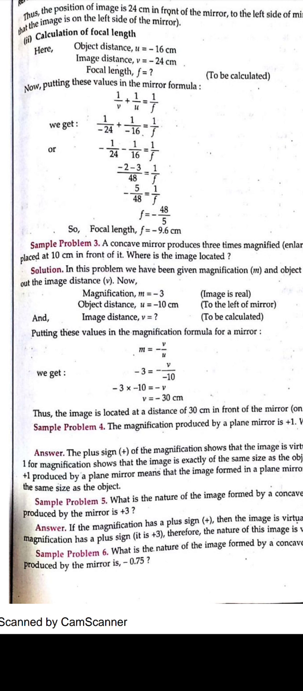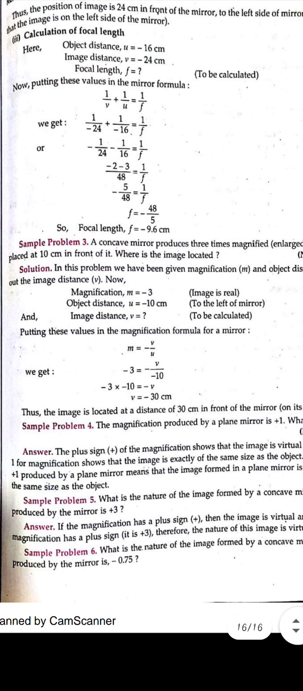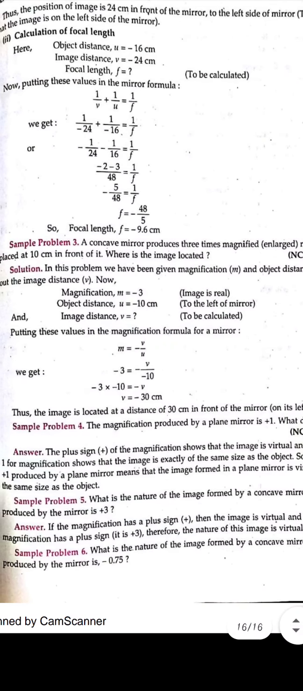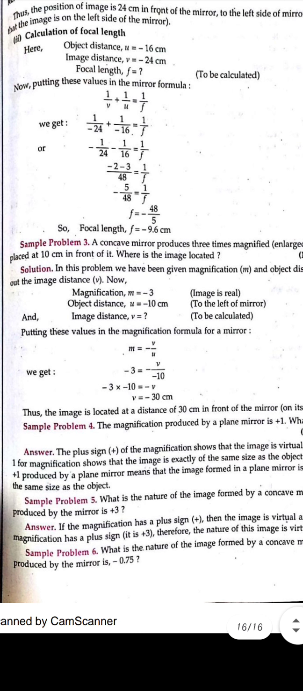So magnification can be given as minus v by u. On putting the values of magnification, the image is 3 times magnified, and since it is a real image, it will be minus 3, and the object is left of the mirror, so u will be taken as minus 10. So on putting the values of u and m, we can find out the value of v. Now v is also negative, so we can say that the image is located at a distance of 30 centimeter, on the left side of the mirror, so it is in front of the concave mirror.